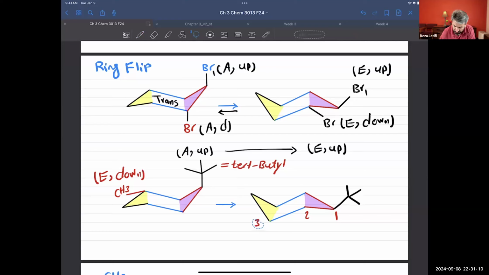Axial position that is pointing down, and I'm going to put the methyl group here. And this is going to be CH3. CH3 now is in axial position that is pointing down. And the tert-butyl is in equatorial, but is pointing up. One is up and the second one is down, so this is going to be trans.